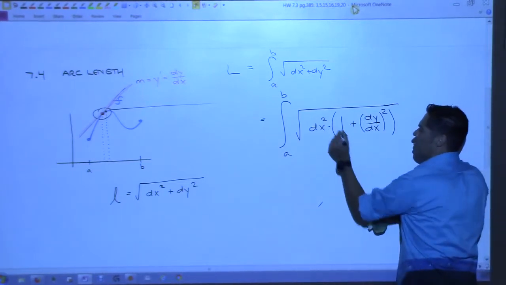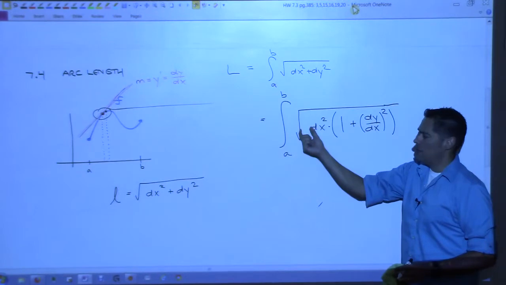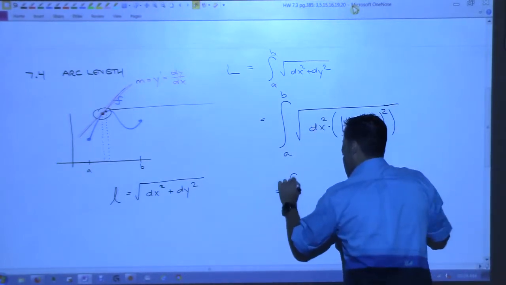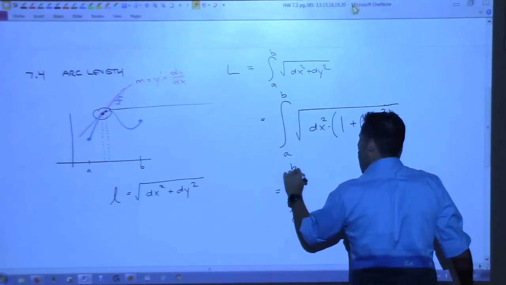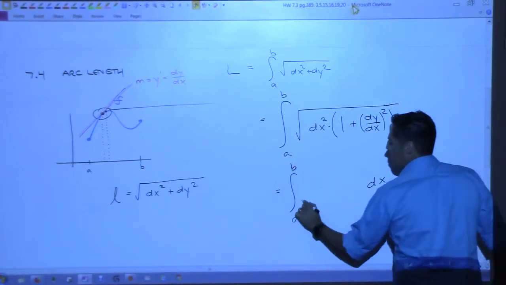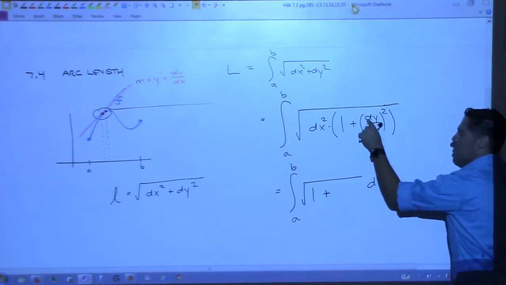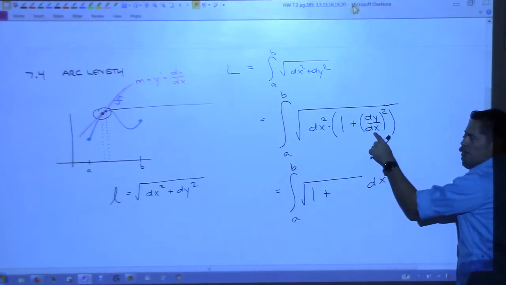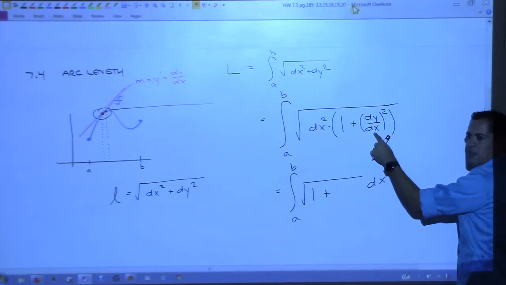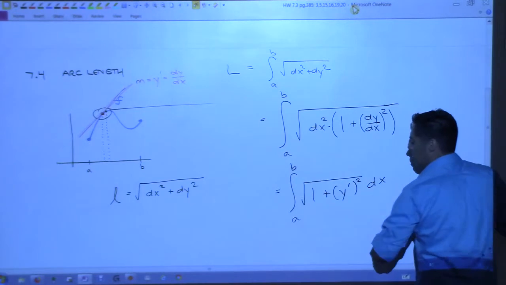Now, because this is multiplication, dx squared, I can pull it out of the root as just what? Dx. So this is going to become integral a to b. Now dx can't come out, right, because it's not a constant. So I'll slap the dx to the back, and then what do we have here? Square root of 1 plus. Now, what's dy dx from Cal 1? I mean, that's the derivative, isn't it? So this is just y prime squared.